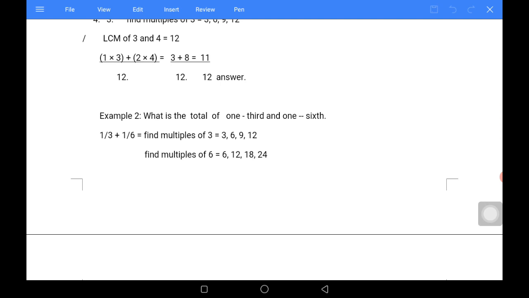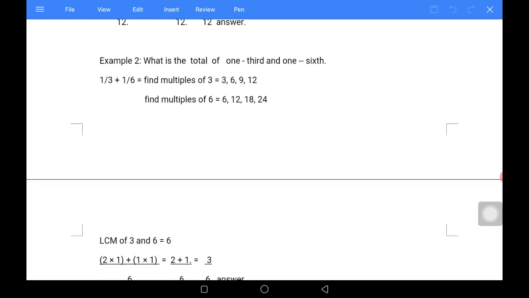Let's go to the second example. What is the total of 1/3 and 1/6? 1/3, that is 1 all over 3, plus 1/6, which is 1 all over 6. As I usually say, find the multiples of 3. Find the multiples of 6 separately. The multiples of 3 are 3, 6, 9, 12, while the multiples of 6 are 6, 12, 18, 24.